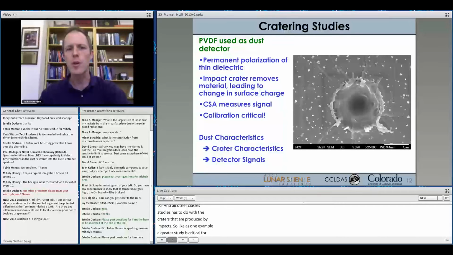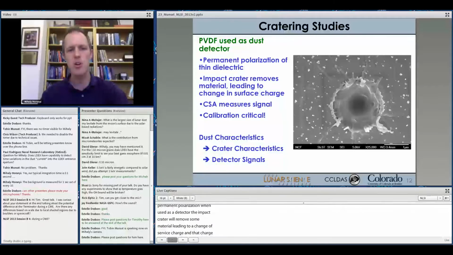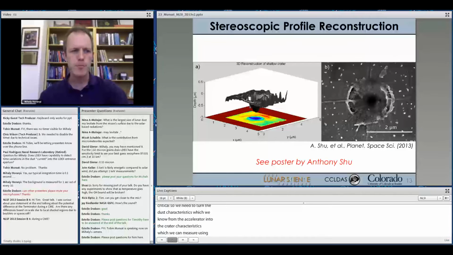So PVDF is a dielectric that has a permanent polarization, and when it's used as a detector, the impact craters will remove some material, leading to a change in the surface charge, and that charge can be measured with a charge-sensitive amplifier. And the calibration of this is critical, so we need to turn the dust characteristics, which we know from the accelerator, into the crater characteristics, which we can measure using these techniques, and then transfer them to the detector signals, which we also measure.